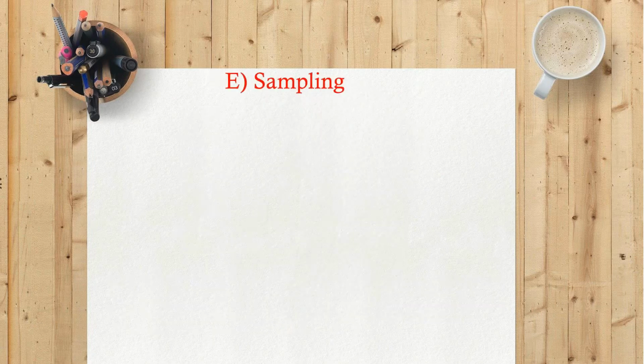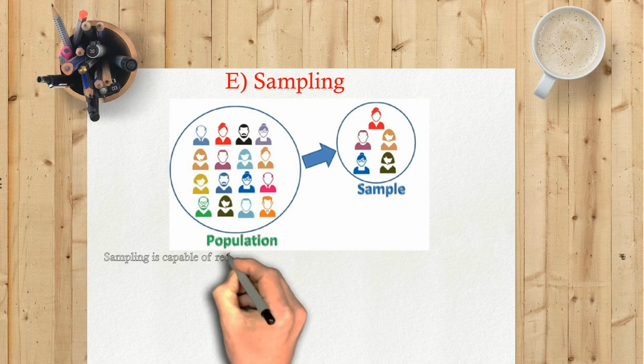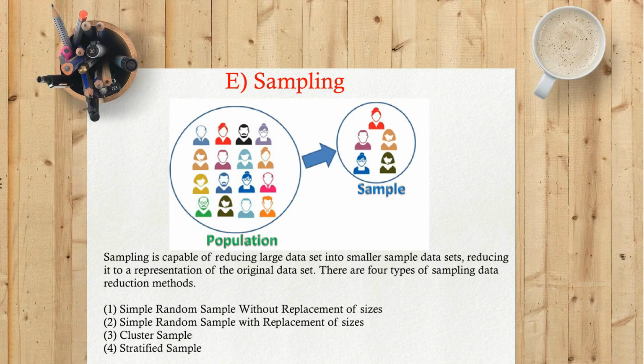E. Sampling. Sampling is capable of reducing a large dataset into smaller sample datasets, reducing it to a representation of the original dataset. There are 4 types of sampling data reduction methods. 1. Simple random sample without replacement of size s. 2. Simple random sample with replacement of size s. 3. Cluster sample. 4. Stratified sample.